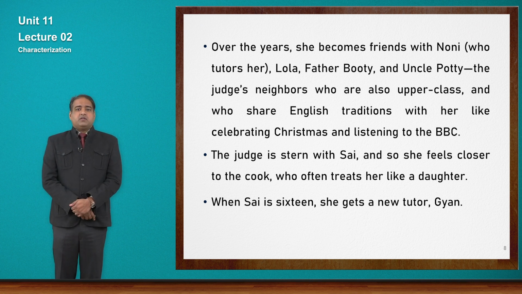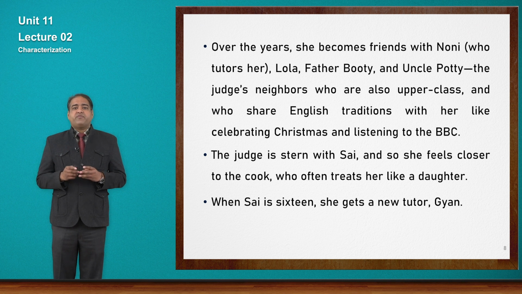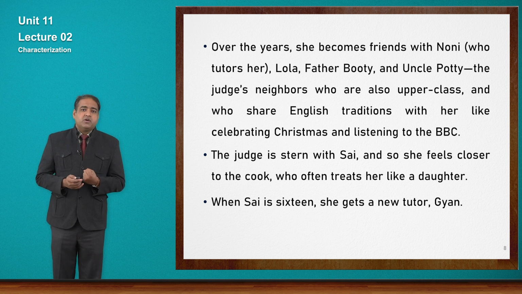The judge is stern with Sai, and so she feels closer to the cook, who often treats her like a daughter. Friends, although Sai quickly adjusted in the house of the judge, the problem is that the affection which she expected in the absence of her parents, that love, that warmth, is not provided to her by her grandfather, the judge, but rather she got this consolation, this affection, from the cook, who was the servant in the family.